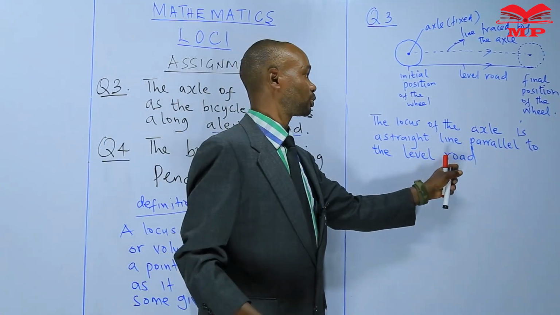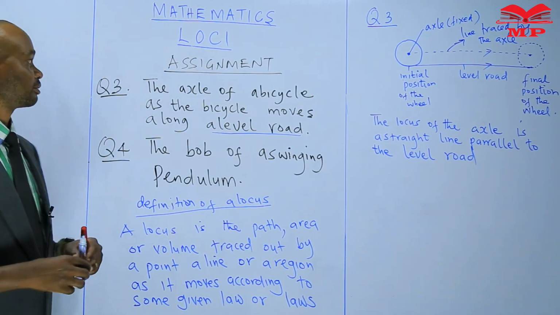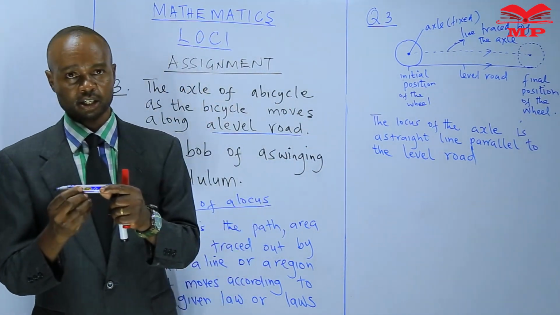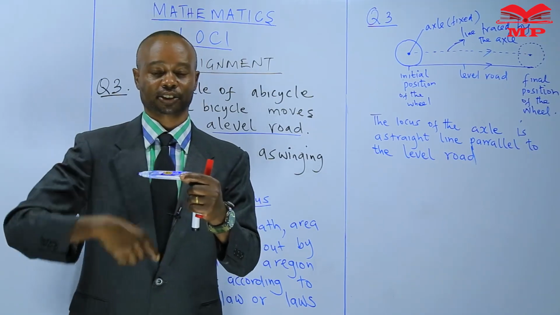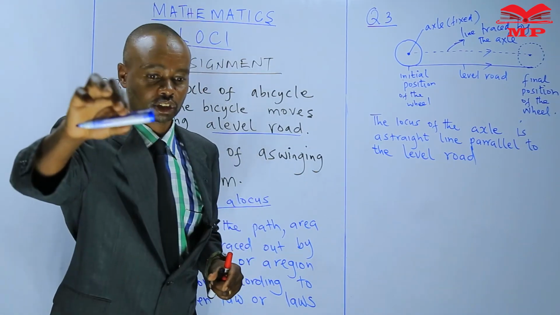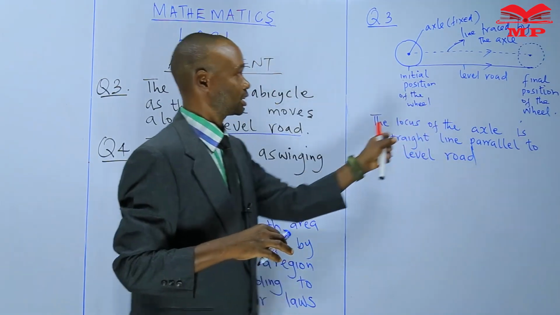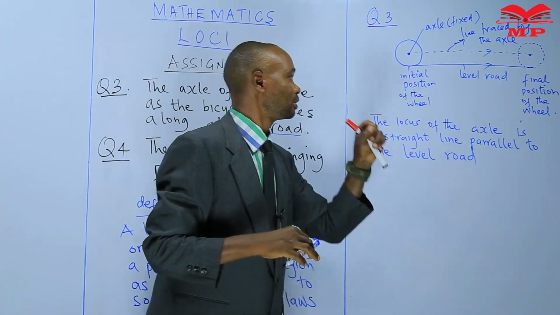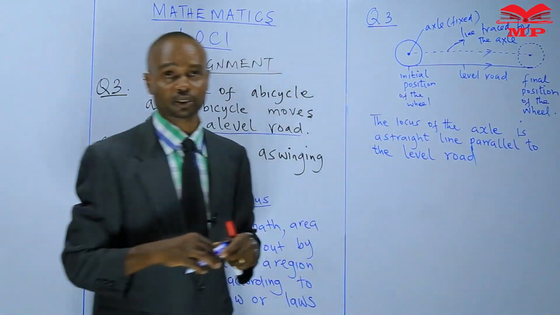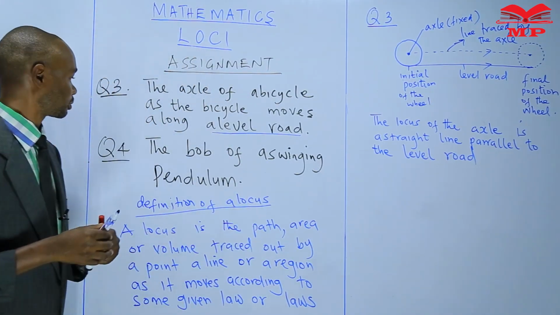We've got what we wanted. So be very careful about the conditions or the laws given. We needed to understand that an axle is fixed at the center of the wheel. As the wheel rotates, the axle is fixed, but its trajectory is parallel to the ground, isn't it? That's why we are told a level ground. It is not bumpy. So the locus of the axle is a straight line parallel to the level road. Without wasting time, let's go to the second question.